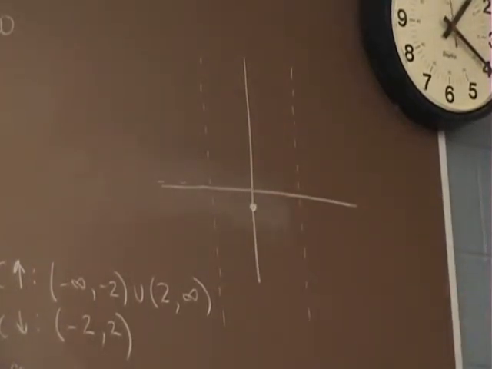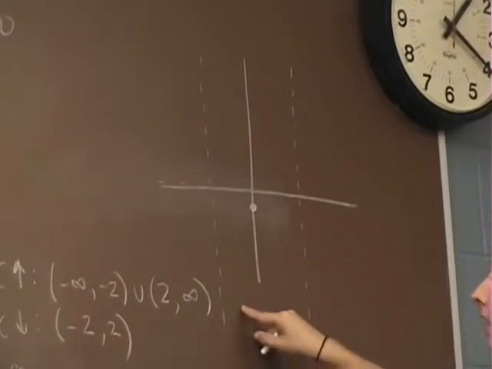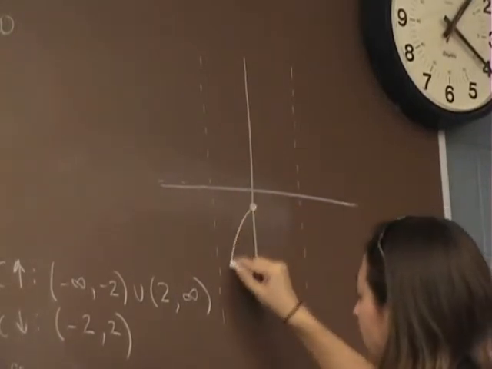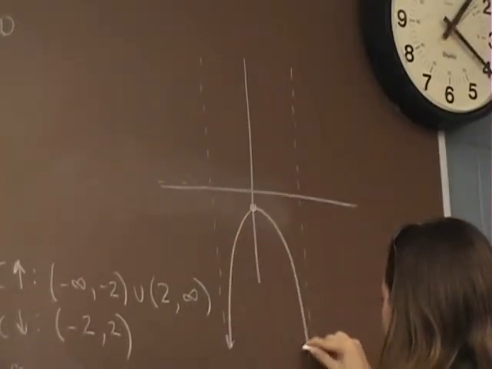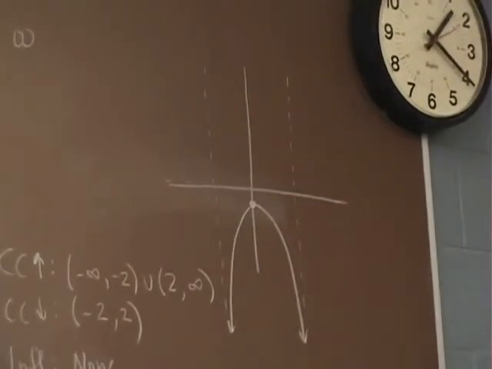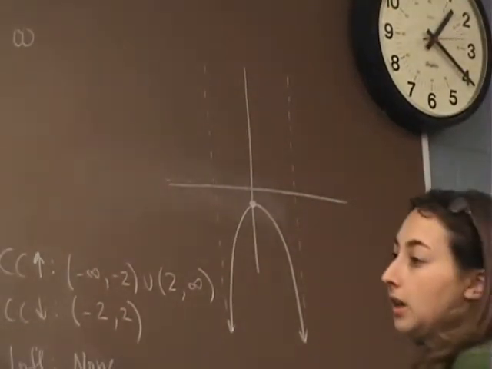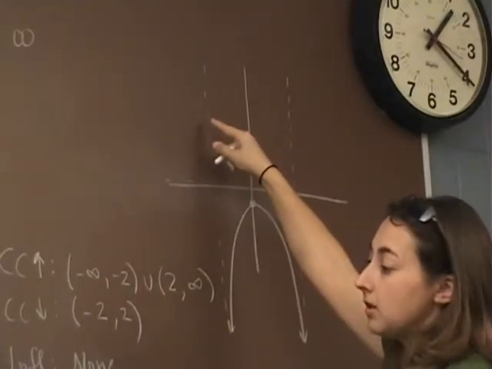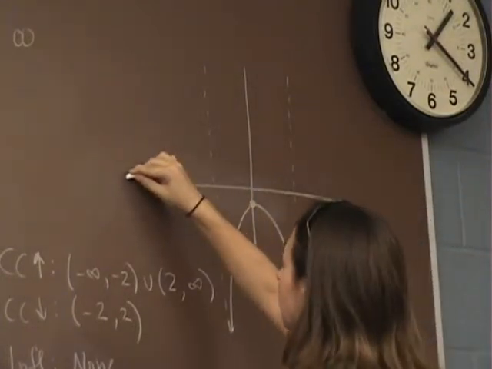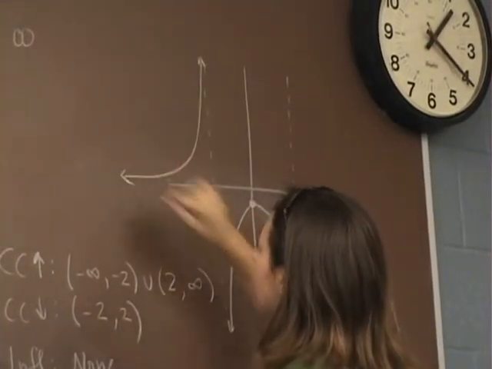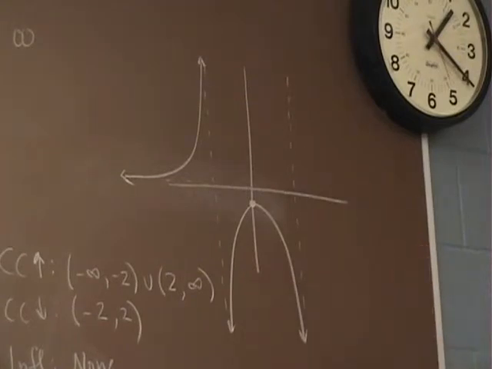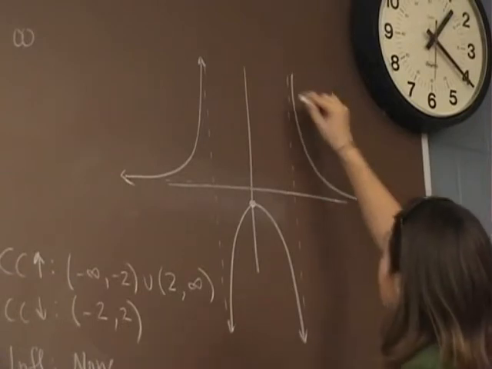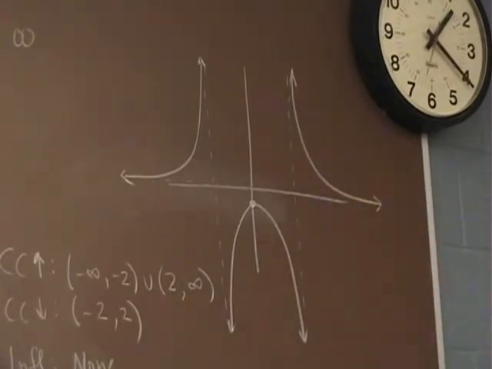I know I'm going to be decreasing from negative 2 to 0 and 0 to 2. So I'm decreasing and following the asymptotes. It obviously has to look like that. The rest of it I have to be increasing. So between negative infinity and negative 2, I'm increasing, but I'm also concave up. So increasing and concave up has to look like this. And then for the other side, I have to be concave up, but decreasing. So it should look like that. And that would be what your graph looks like.